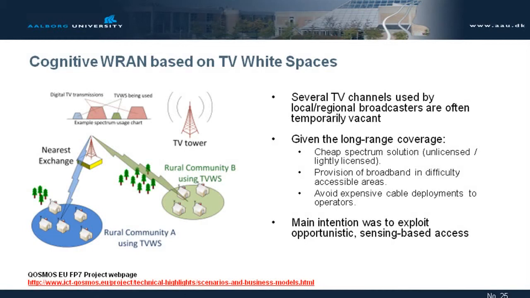But today, a very hot topic, and some of you probably know about it: the wireless regional area network on TV white space. White space is the specific name given to these types of spectrum holes. Let's talk about the US first. In the US, the over-the-air TV channels are not as overused as in Europe, so there is already a bit more space, because cable has a bigger diffusion.